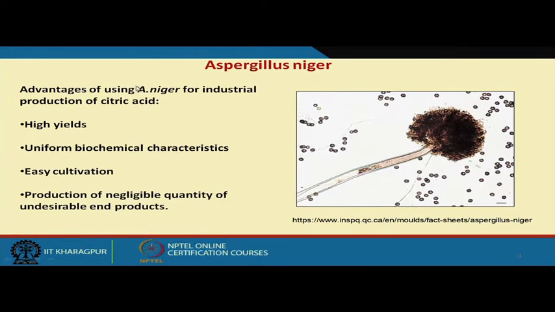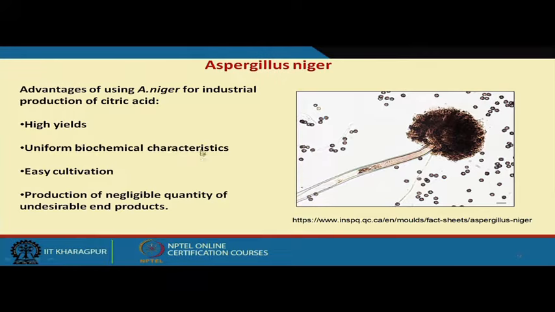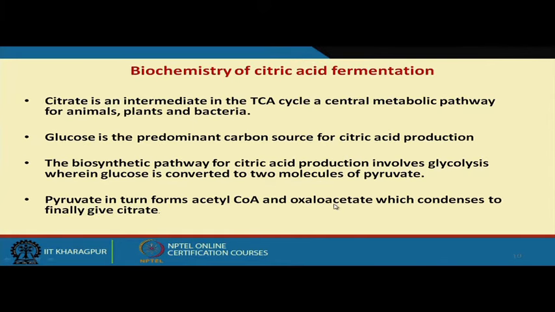The advantages of using Aspergillus niger for industrial use are high yield and uniform biochemical characteristics. The strain we use in industry is the industrial strain, not the wild strain. Naturally, the productivity of this strain is very high, so it can produce a high concentration of citric acid, and it can use a high concentration of sugar for the production of citric acid. It also has uniform biochemical characteristics, easy cultivation, and produces a negligible quantity of undesirable end product. Here is another picture taken from a website, and these are the spores.